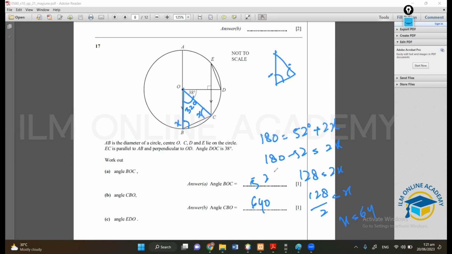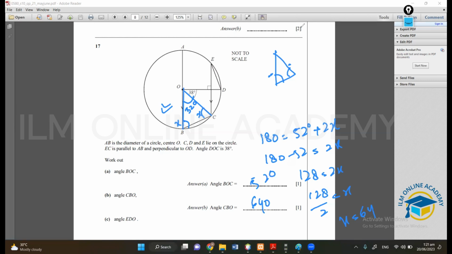It is 52 degrees. Okay, and you can also cross check it. 64 plus 64 plus 52, the answer is 180 degrees. Okay, so our answer is correct. Now moving on to part C.